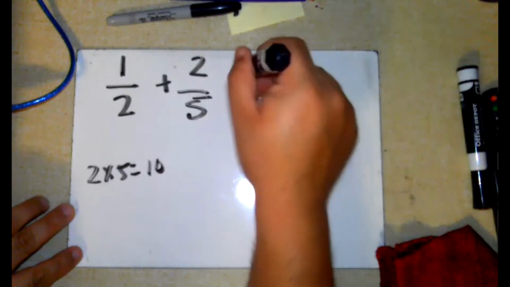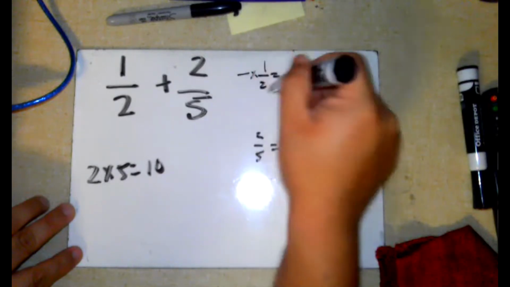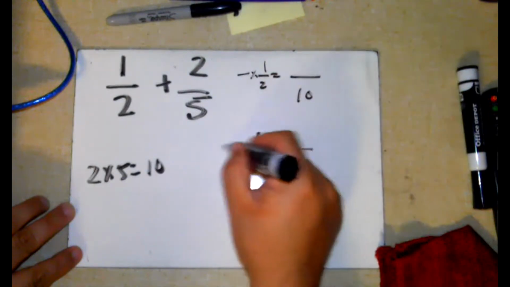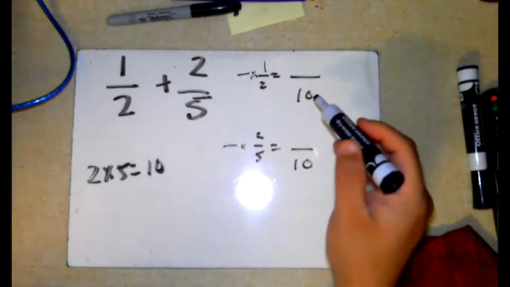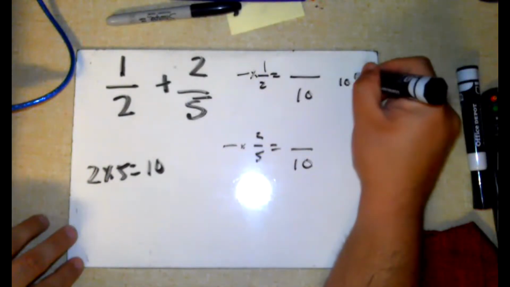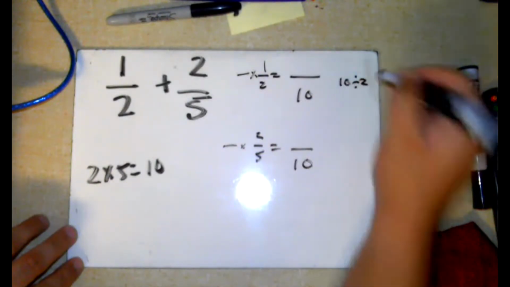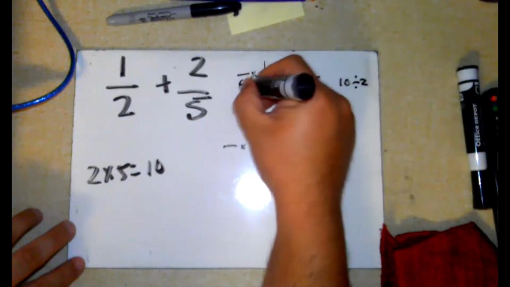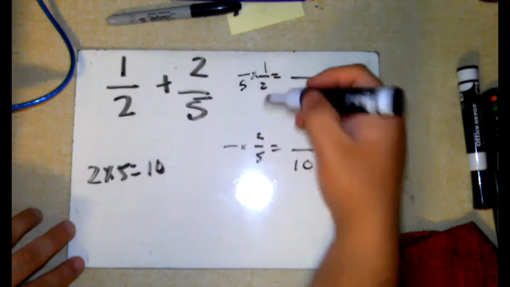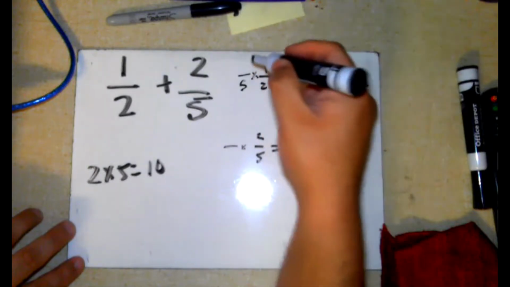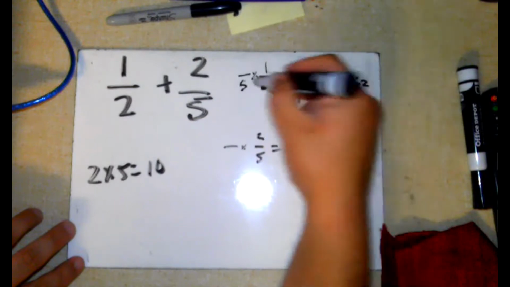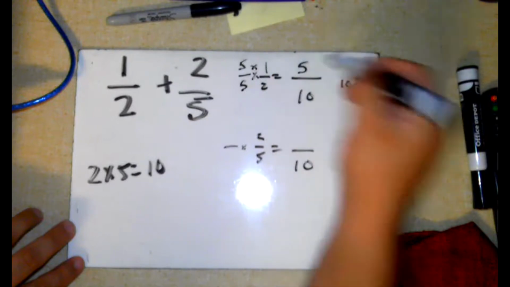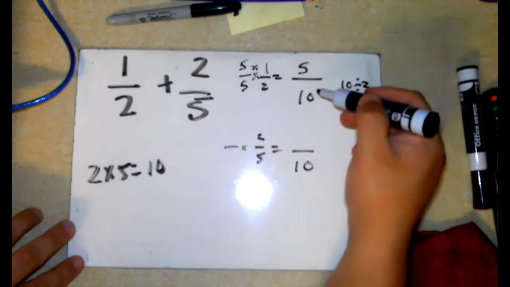So what do I multiply 2 by to get to 10? Or what's 10 divided by 2? 5. 5 times 2 equals 10. What I did to the denominator, I have to do to the numerator. So 5 times 1 is 5. Okay. Now we find our equivalent fraction.